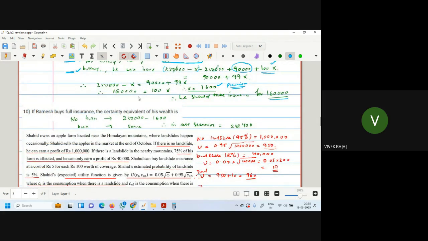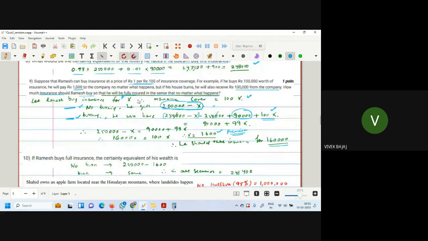I was solving it in another way. I was taking that he gets 2,50,000 if there's no accident. No, 2,50,000 minus X because he has paid a premium. The way I was taking it, the question asks how much insurance he should require. So he's getting 2,50,000, and if the accident happens, then he gets 90,000. So the cover should be 2,50,000 minus 90,000, for full cover.